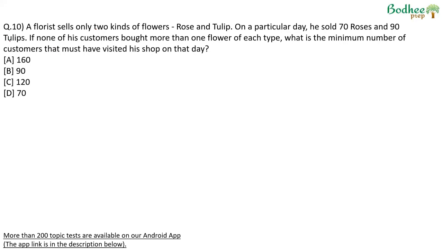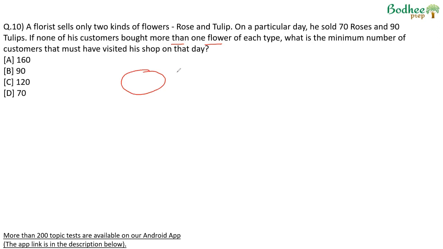A florist sells only two kinds of flowers, rose and tulip. On a particular day, he sold 70 roses and 90 tulips, and none of his customers bought more than one flower of each type. So one or zero flowers of each type. What is the minimum number of customers that must have visited his shop on that day?